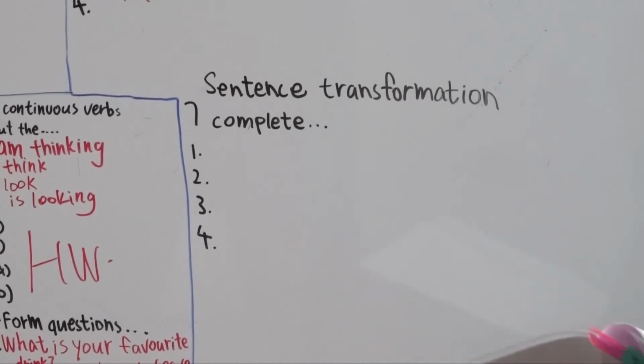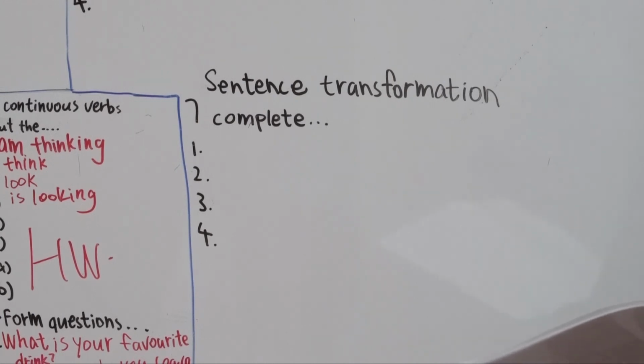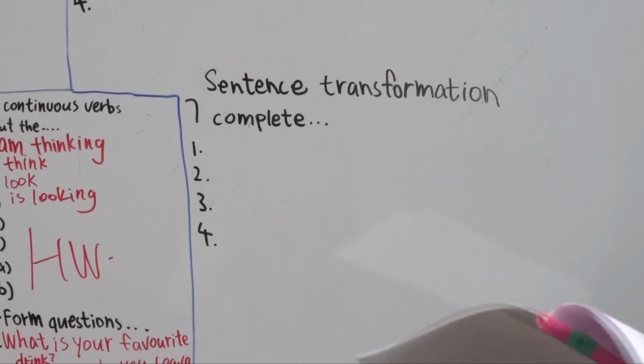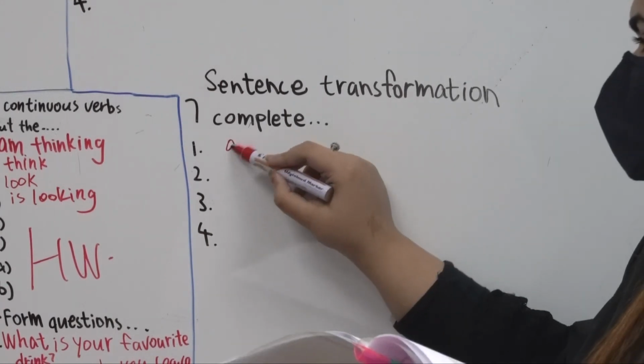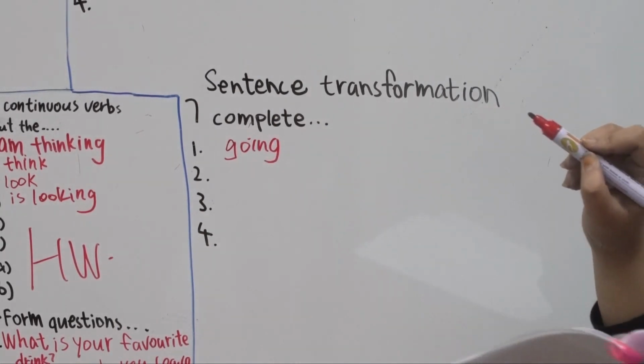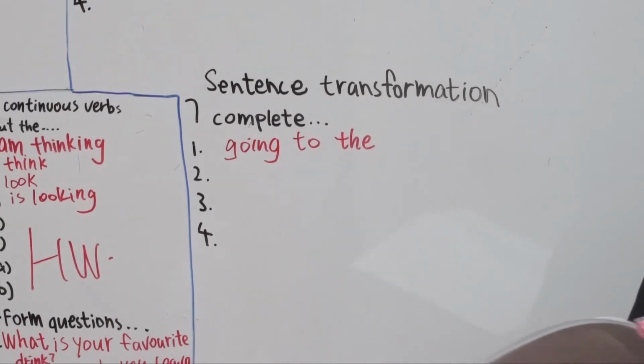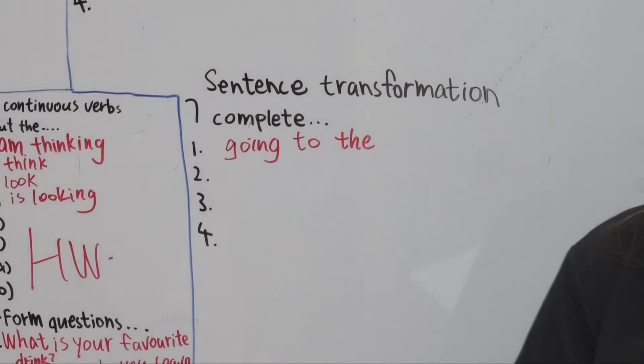Last one, sentence transformation. This one's a little bit hard. Complete the second sentence so that it means the same as the first. Use no more than 3 words. Laura has an appointment with the dentist today. Laura is, that should be, you can say, going to the dentist today. You can even say Laura is seeing the dentist today.